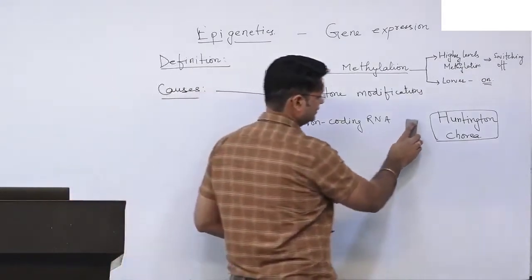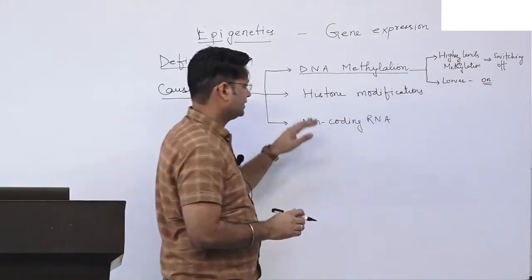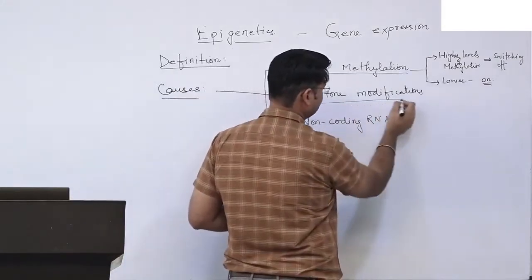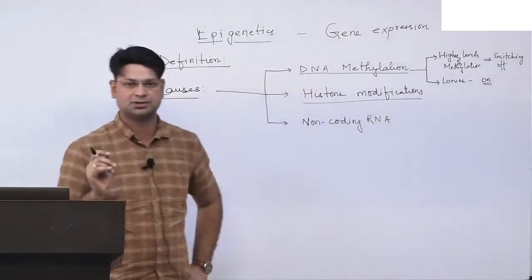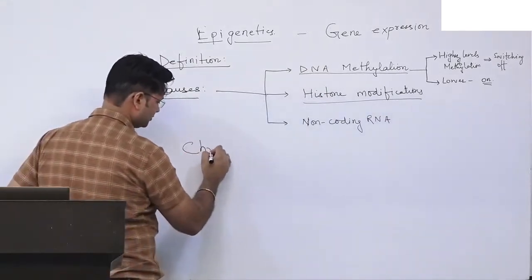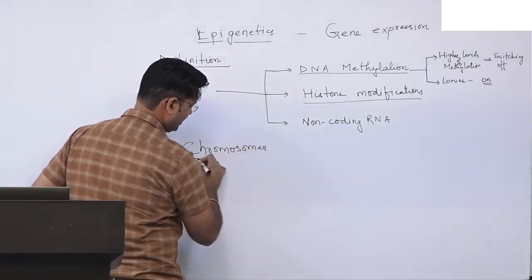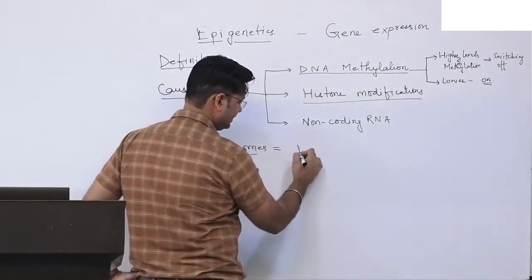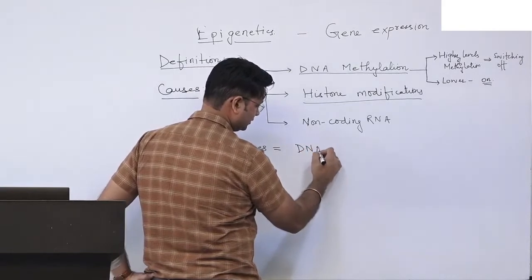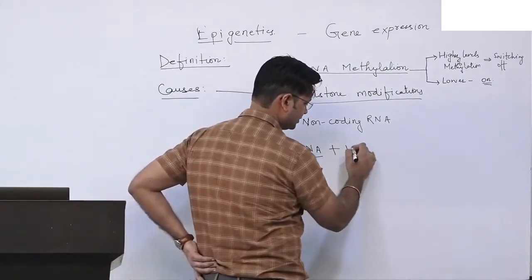Okay. Second is histone modifications. Histone is a protein that is part of our chromosomes, right? And you can simply understand that chromosomes are made up of 2 things: DNA, deoxyribonucleic acid, and histone proteins.